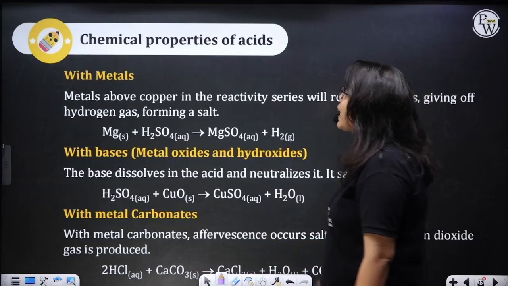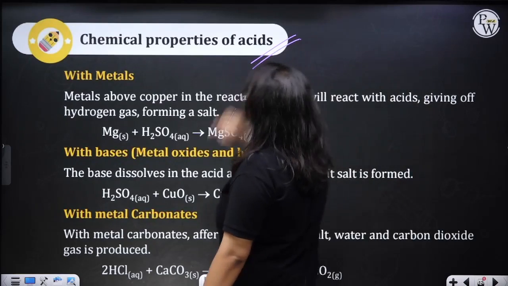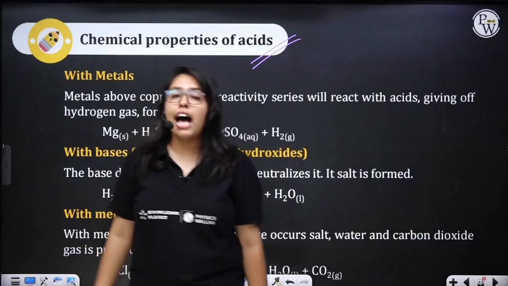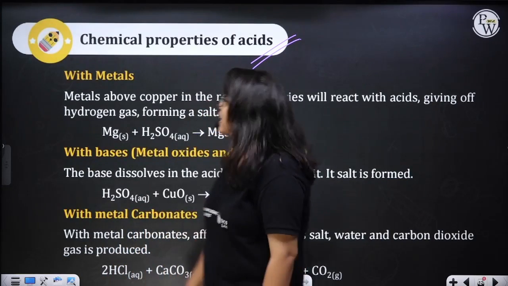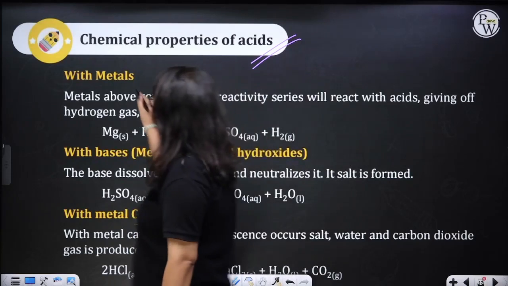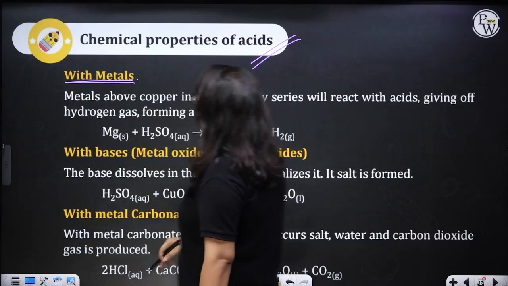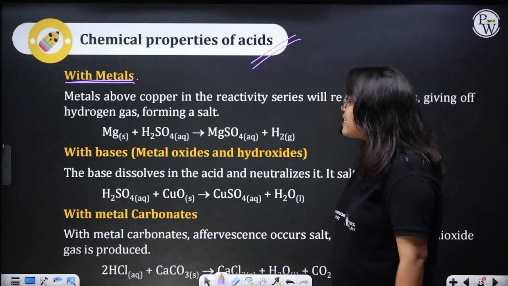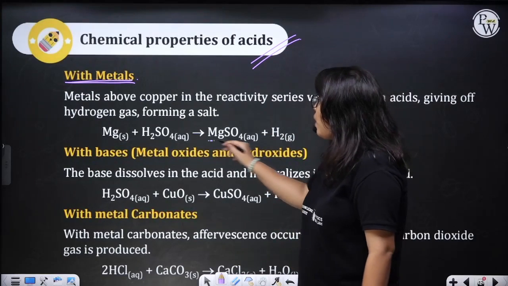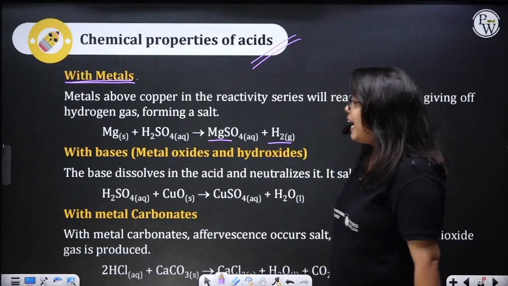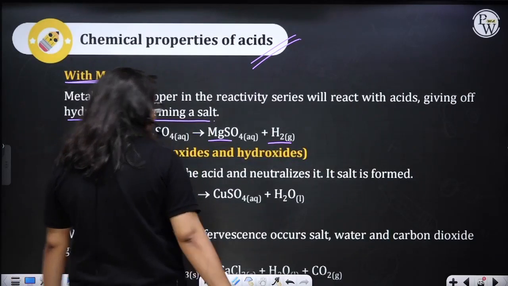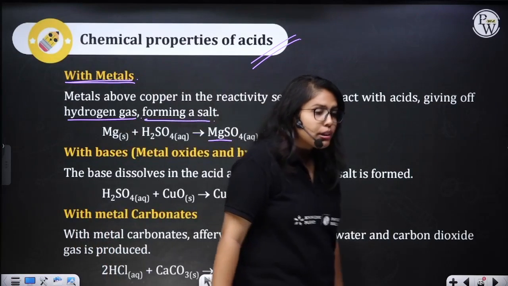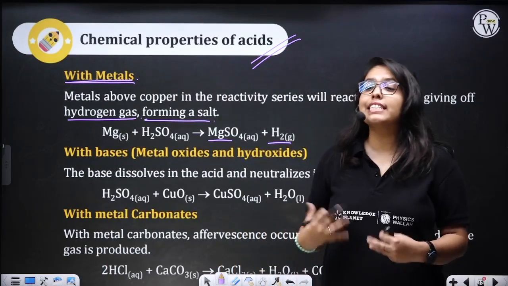We shall now look at the chemical properties of acids and bases. Now, how do acids and bases interact? Starting with acids, with metals. Acids react with metals to give rise to salt and hydrogen gas. It forms a salt along with the hydrogen gas. And with respect to this hydrogen gas, we can test for it.